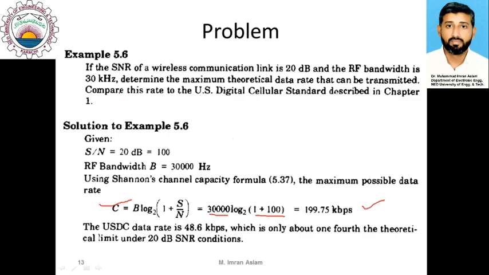If we compare this data rate with the US digital cellular standard, which was discussed in chapter number 1, in that case the achievable data rate was 48.6 kbps, and you can see that the actual data rate used in the US digital cellular system was only 1/4 of the theoretical possible limit at the 20 dB SNR. The theoretical limit is this value, 199.75 kbps.